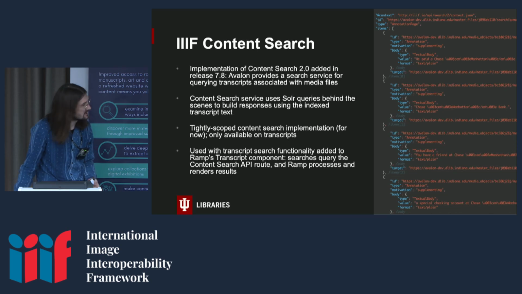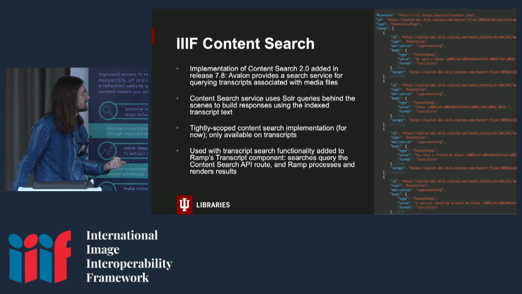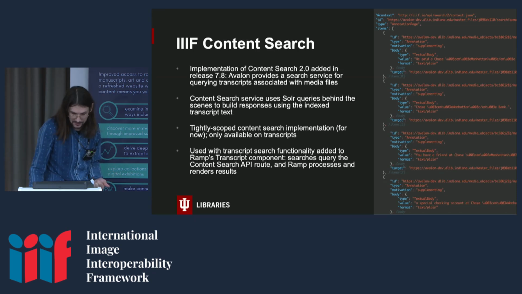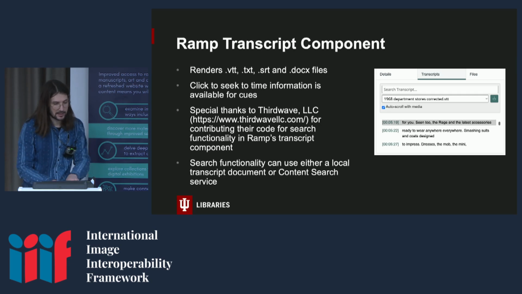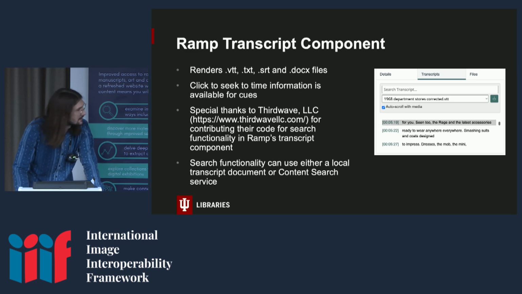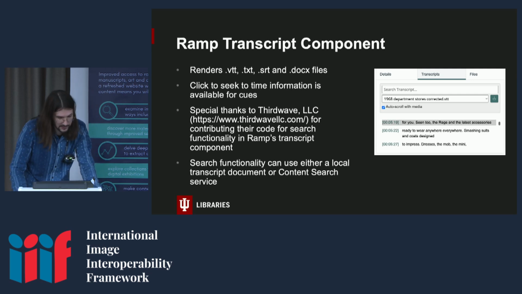A big reason we wanted to do this was the work on the transcript component within RAMP, which we added search-within functionality to. RAMP calls out to the content search, gets the response, then processes and renders it. The transcript component renders a few different file types, and has navigation you can use if your information is timestamped. A shout out to Third Wave, the company that decided to adopt RAMP and initially wrote most of the work for the search-within feature.